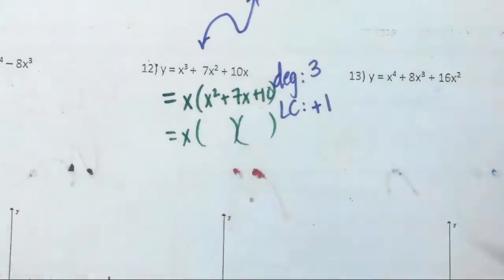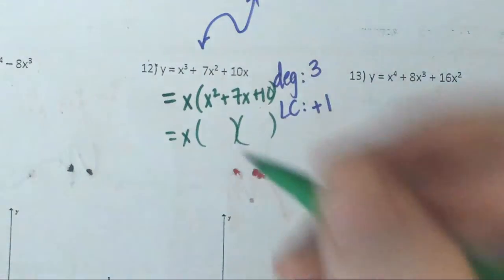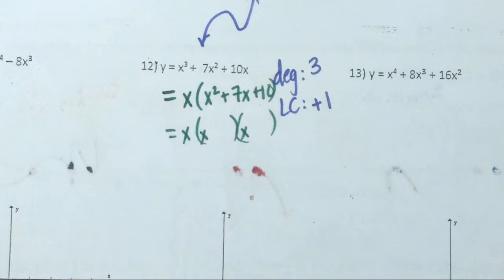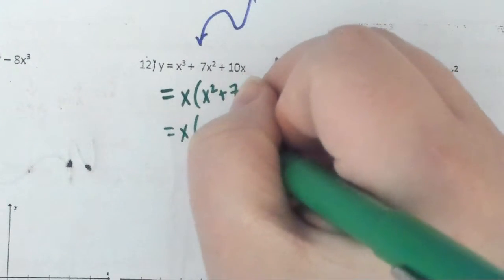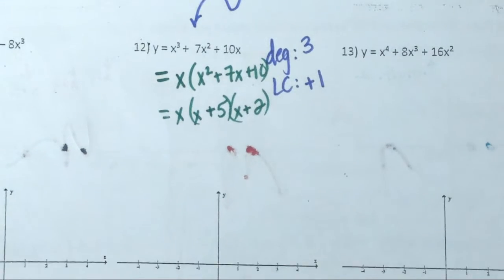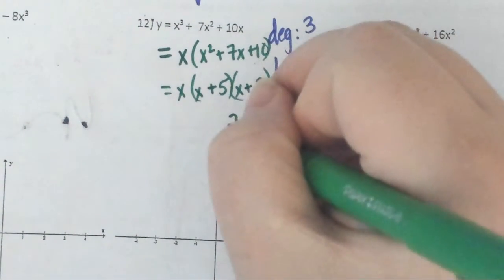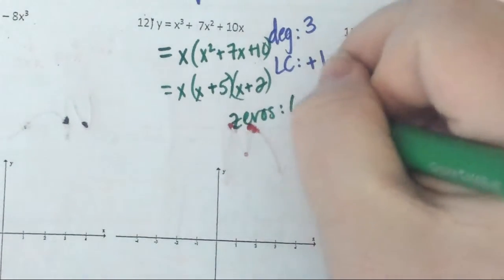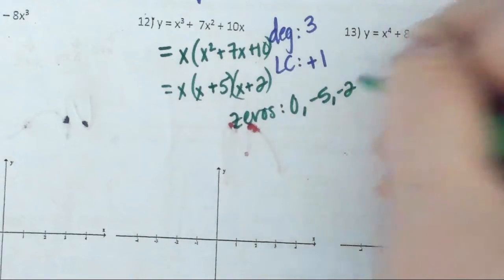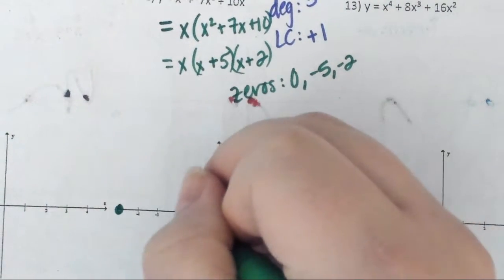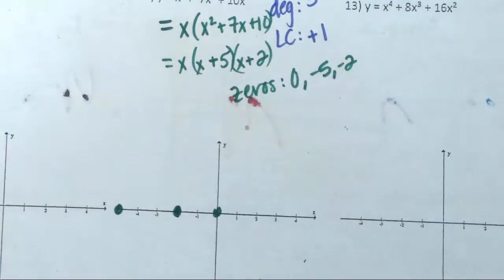Can you factor that? x squared plus 7x plus 10. What times what gives you 10? What plus what gives you 7? 5 and 2. Thank you, Gilberto. You can have a point. 5 plus 2 is 7. 5 times 2 is 10. Yay! So now I know my zeros. Where are my zeros? 0, -5, -2. Does everyone understand how Gilberto got us there?